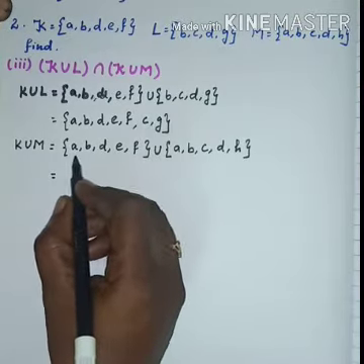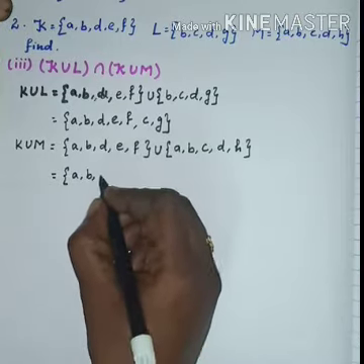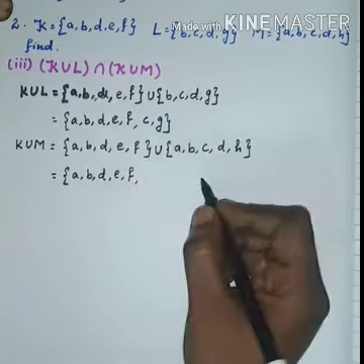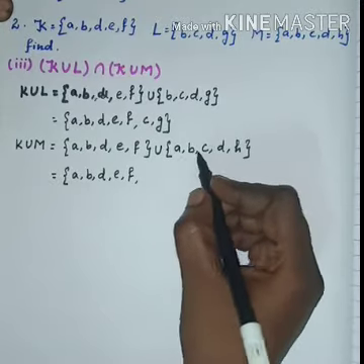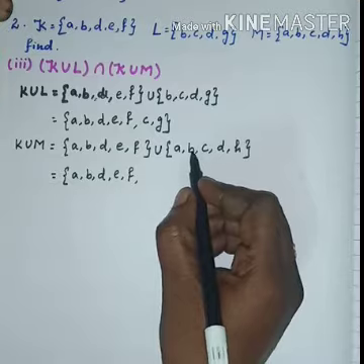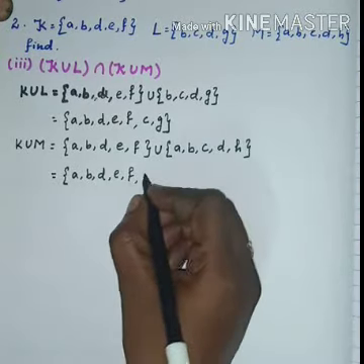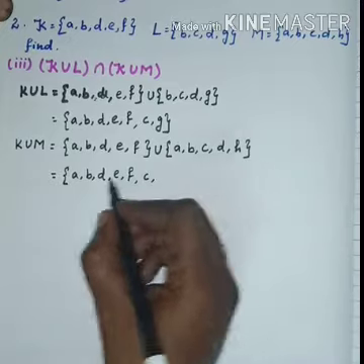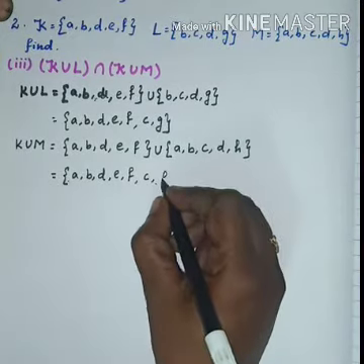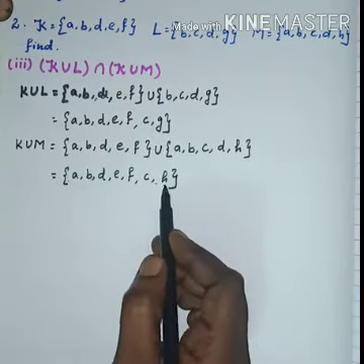So first you have to write the elements of the first set. So A comma B comma D comma E comma F. We wrote the elements of the first set, and then in the second set we have A here. A we already wrote, and B also we already wrote. C we didn't write, so include it, and D we already wrote. H we didn't write, so include H. So this is your K union M.